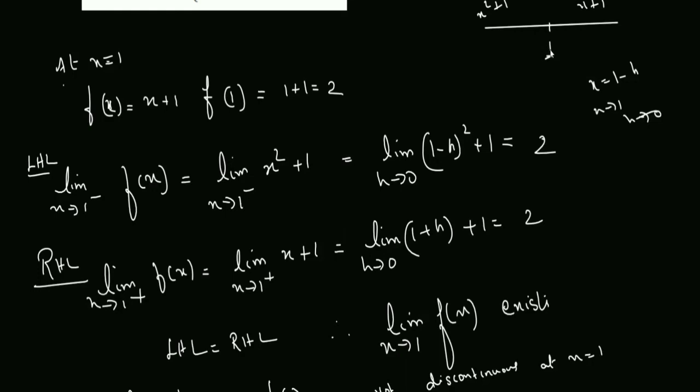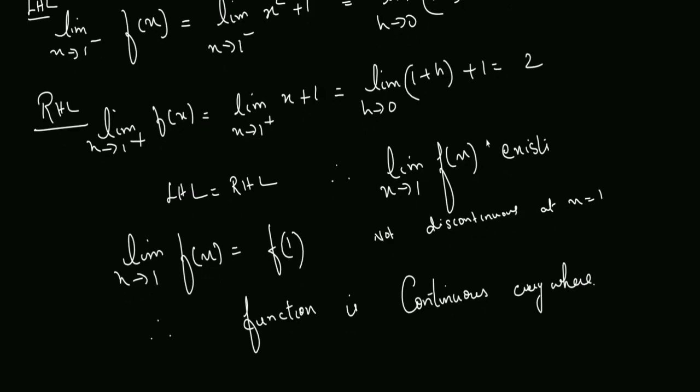We have to check only at the point 1 because left of 1 it's a polynomial and right of 1 it is a linear function, so it is continuous. So at 1 also there is no discontinuity. That means the function is continuous everywhere. That is, x equal to 1 is not a point of discontinuity.